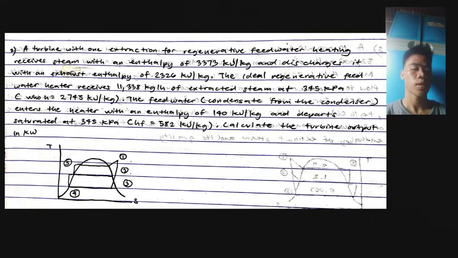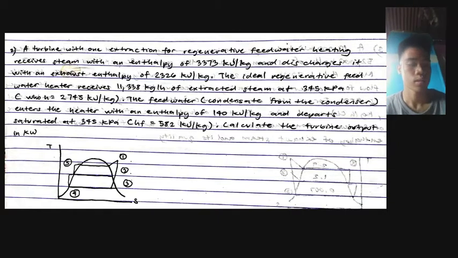2,745 kilojoules per kilogram. The feed water condensate from the condenser enters the heater with an enthalpy of 140 kilojoules per kilogram and departs saturated at 345 kPa. HF equals 582 kilojoule per kilogram. Calculate the turbine output in kilowatts.